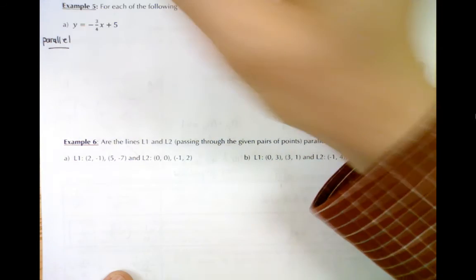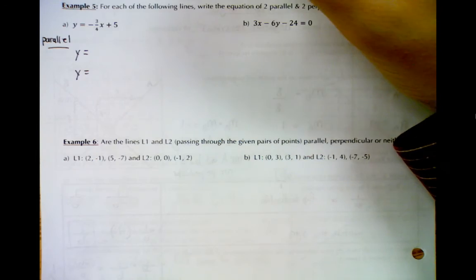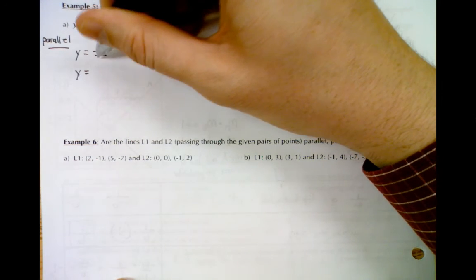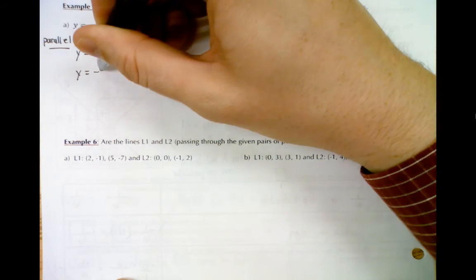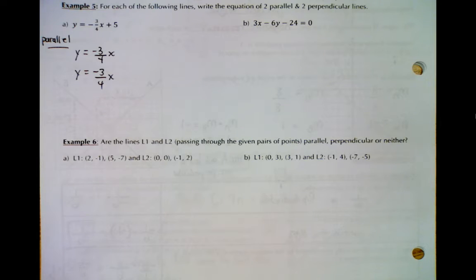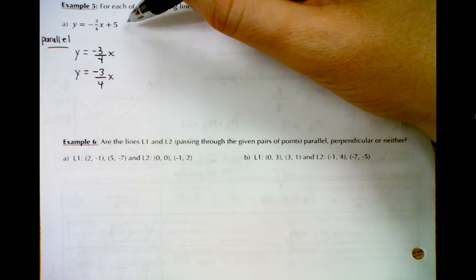2 parallel lines. So we want 2 lines with the same slope. Well, if the slope is negative 3 over 4, that's the part they can't change. They both have to have negative 3 over 4x. And the b part doesn't matter. For it to be parallel, they have to have the same slope, but they should have different b values. If they're the same, the lines would just be on top of each other.